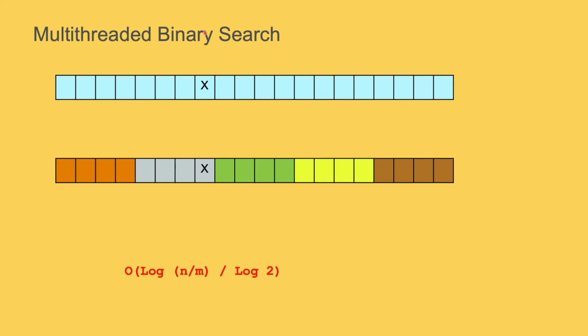Now, another optimization is multi-threading binary search. So I could go ahead and do binary search inside this array, but another approach is to cut this into m pieces. So here I have 1, 2, 3, 4, 5 pieces, and then I run binary search inside each cut separately in a separate thread. So in this case, each thread will run in log n by m base 2. Now the question is how better this would be in practice compared to normal binary search.